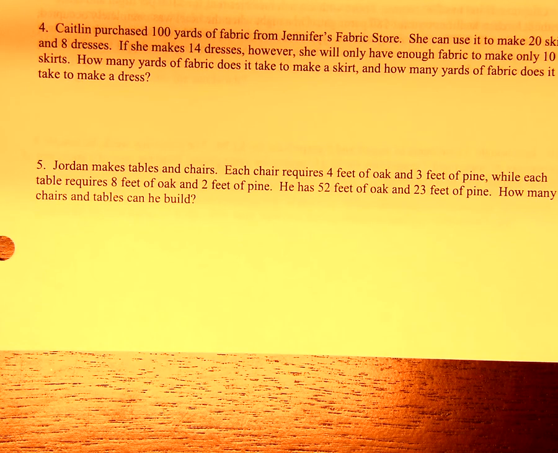Jordan makes tables and chairs. Each chair requires 4 feet of oak and 3 feet of pine, while each table requires 8 feet of oak and 2 feet of pine. He has 52 feet of oak and 23 feet of pine. How many chairs and tables can he build?